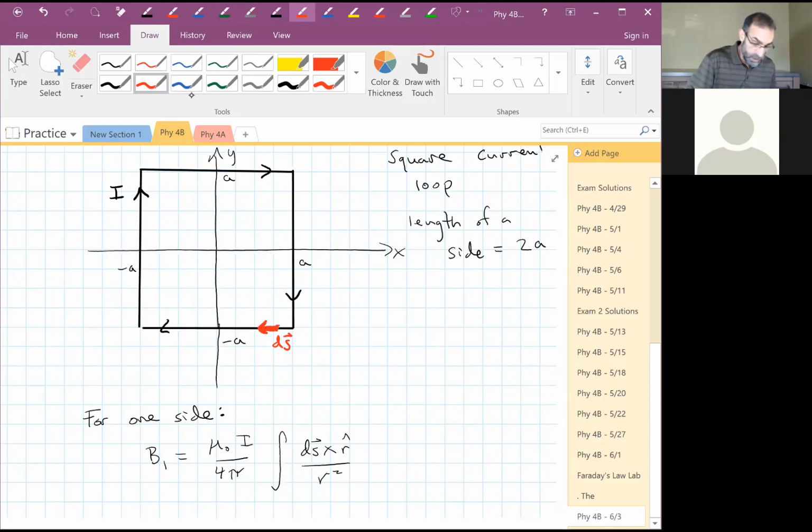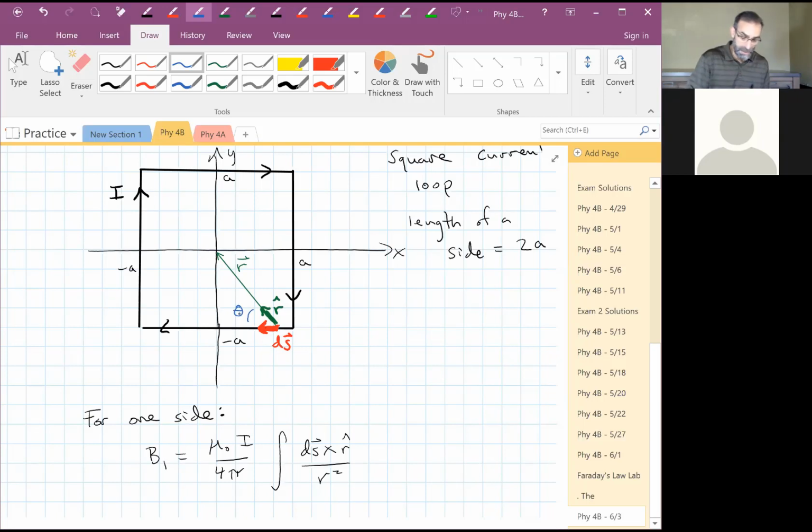And that means my r vector will point from ds to my point of interest, the origin. And my r hat will be this little vector right here, the unit vector that points in that direction. And theta will be the angle when you put their tails together, r hat and ds.